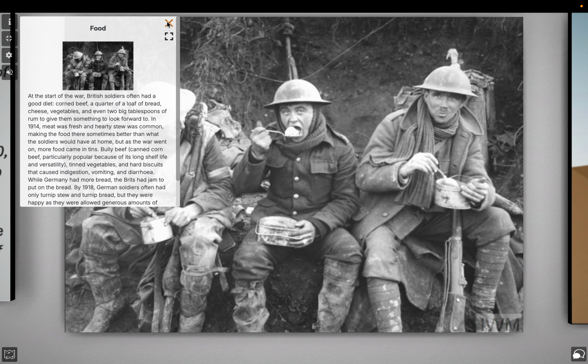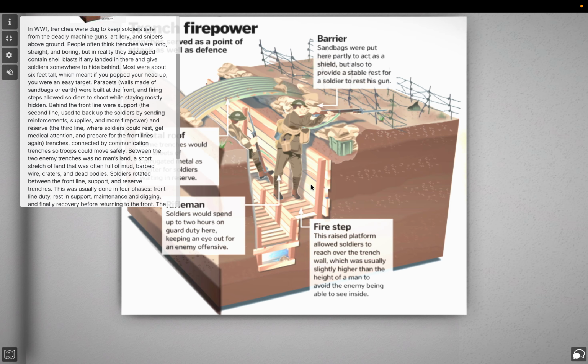This is a trench. What were trenches like? They were 6 feet tall, just about the height of a man. So if you got onto the step and your head was out, you could get shot by a sniper. That's why they had parapets there. And while you might think they were long and straight, like this, it's only a tiny part of it.